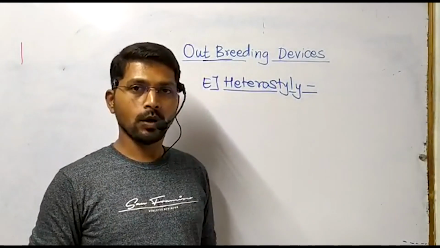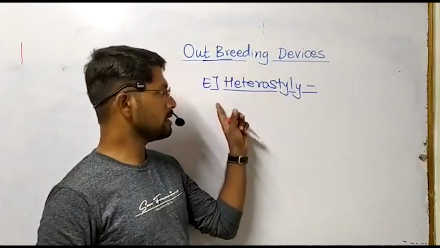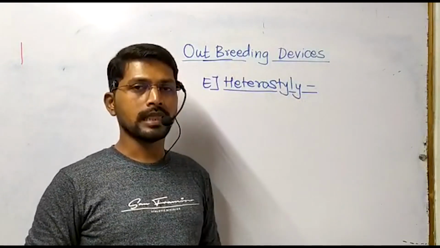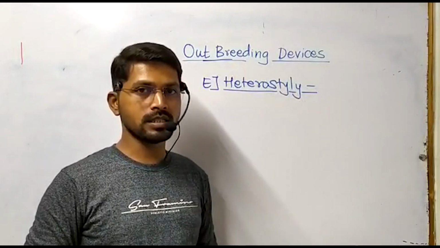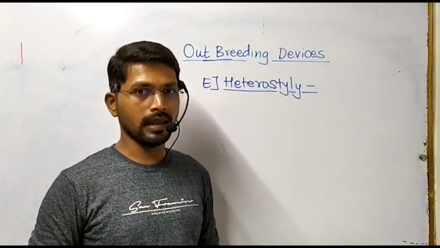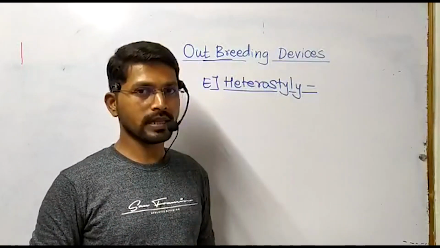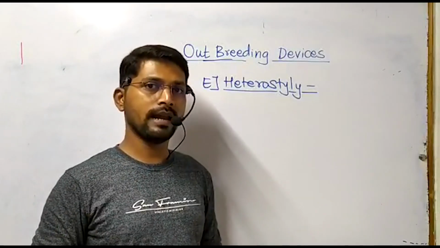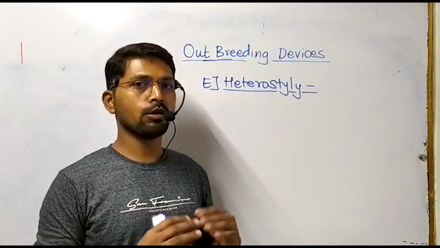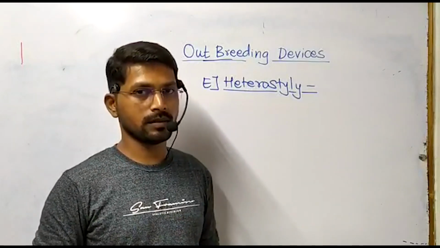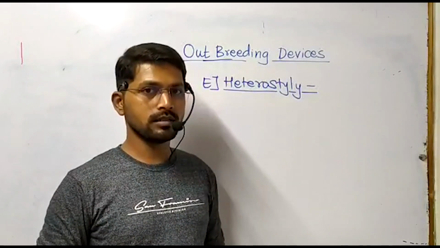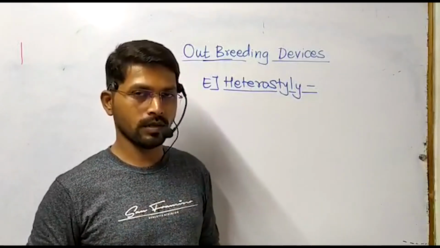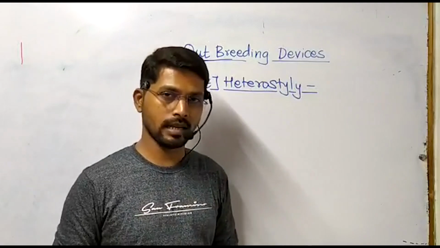The last type of outbreeding device we are going to discuss is called heterostyly. The term heterostyly means the filament of the stamens and the style of the carpel are of different lengths, so that both the receptive structures of the androecium and gynoecium are not coming in contact with each other. This particular condition is responsible for avoiding self-pollination and favoring cross-pollination. Let us discuss it in a diagrammatic way.